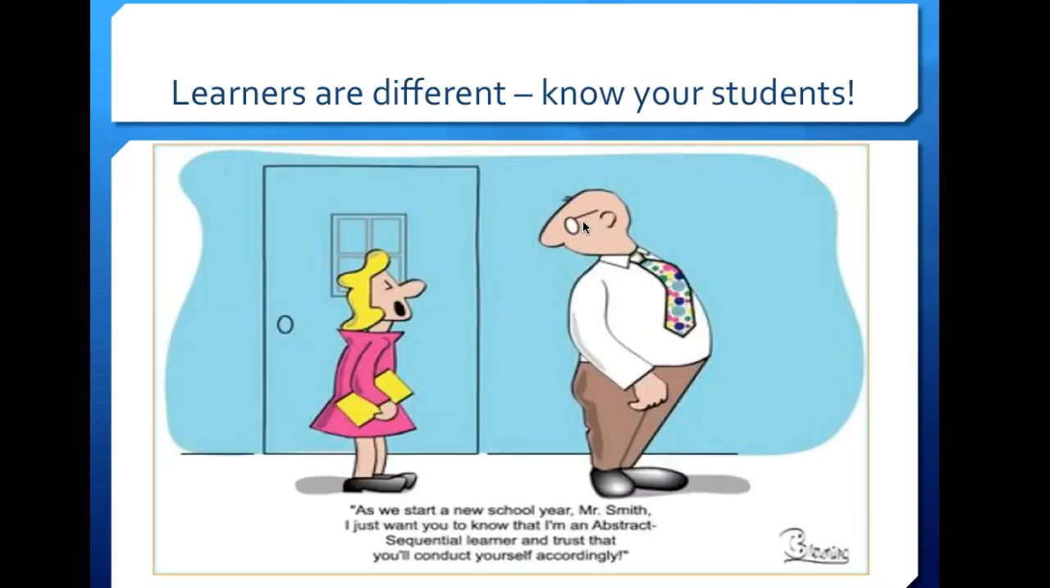Learners are different. Know your students. In this cartoon, we have a little girl who's talking to the principal or the teacher. As we start a new school year, Mr. Smith, I just wanted you to know that I'm an abstract sequential learner and trust that you'll conduct yourself accordingly. So the big request, even though it's a little bit arrogant on the part of the student, is: know who I am and know that this is how I work. So when I do things this way, you'll understand it, and then we can work together on it. So there's always a reciprocal relationship between the teacher, between you and your students.